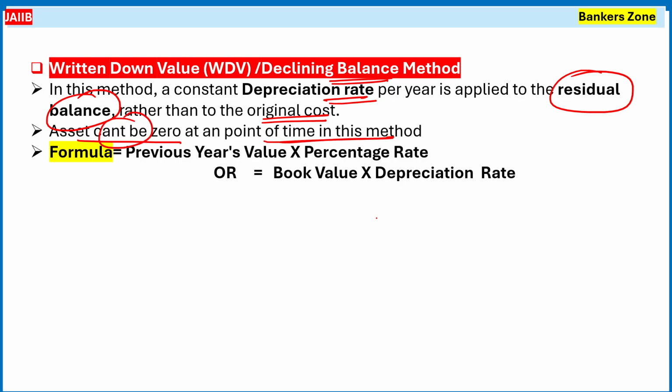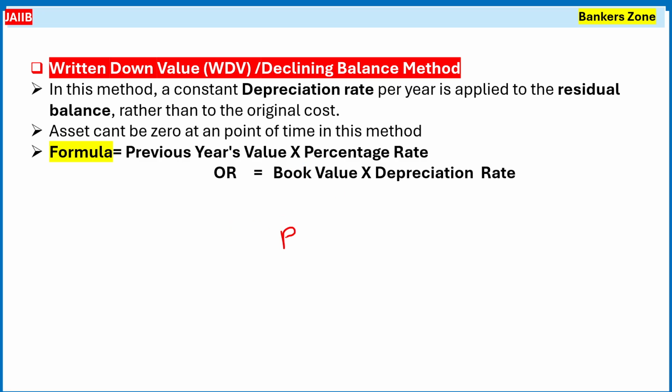Asset can't be zero at any point of time in this method, because we are decreasing value by some percentage. Okay, remember, it's very important that it cannot be zero using the WDV because the asset will have some salvage value definitely. So, what is the formula?